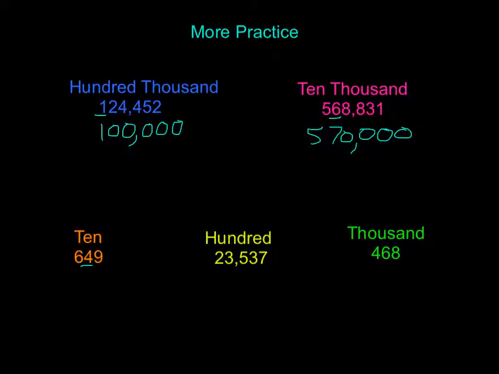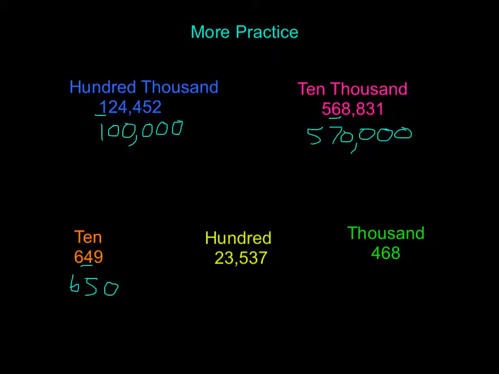4 plus 1 is 5. Anything to the right becomes a 0, and we bring down the digits to the left. So we have a 650. 649 rounded to the nearest 10 is 650. Now we go to our 100. Over here, we're going to look at our hundreds. Here we have 23,537 rounded to the nearest 100.